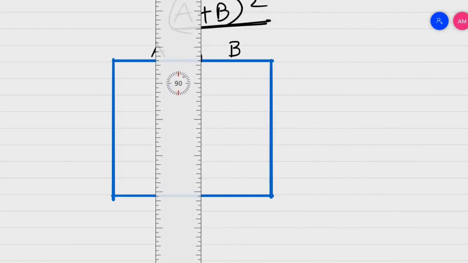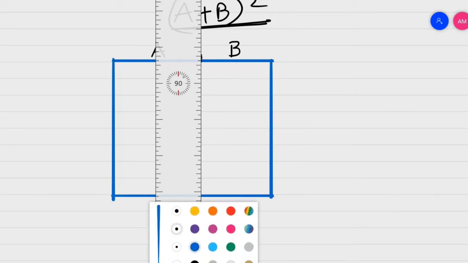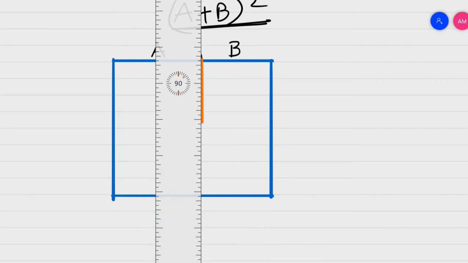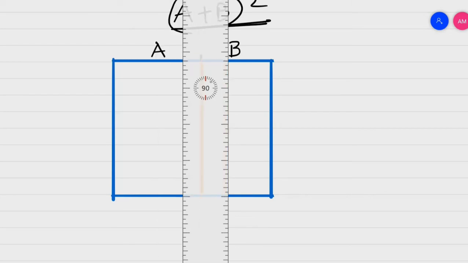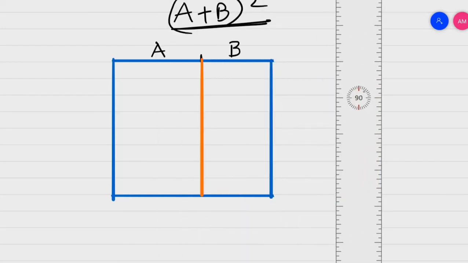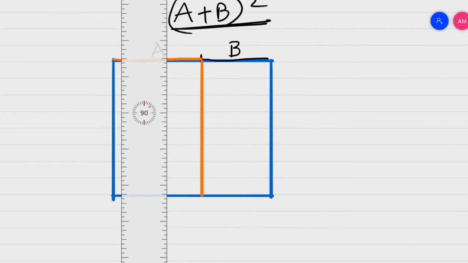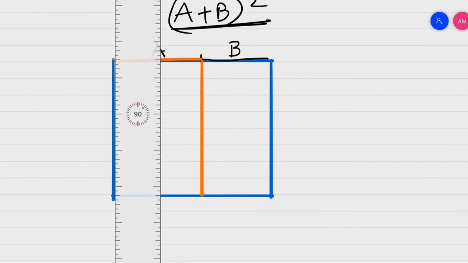Okay, so let me change the color. Let me take some other color so that you will come to know that this is the change between A and B. Now see, here we have changed A and B. This much is your A and this much is your B. Now see, from here, if you come here, you have to differentiate here also.